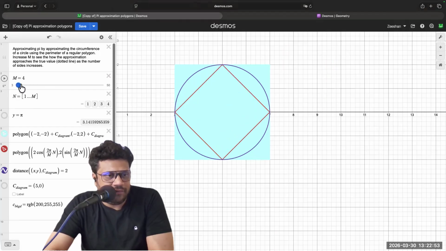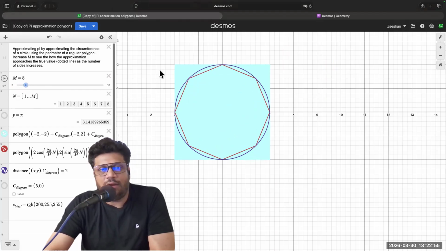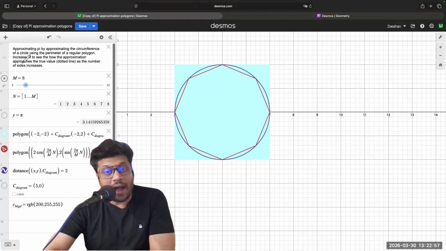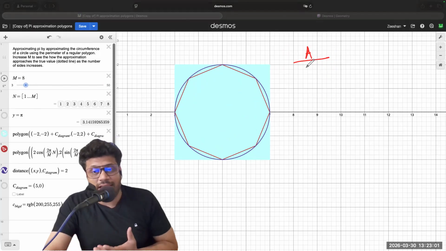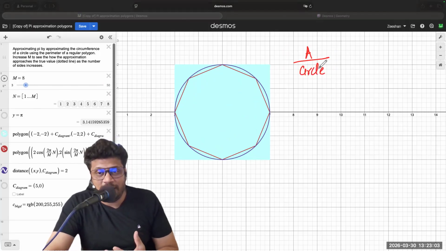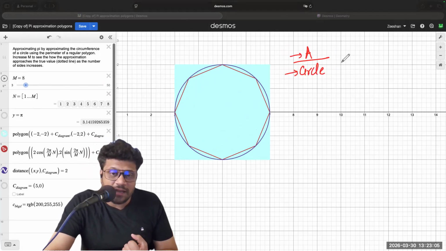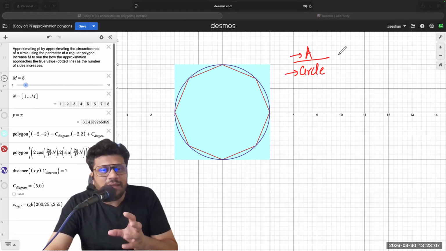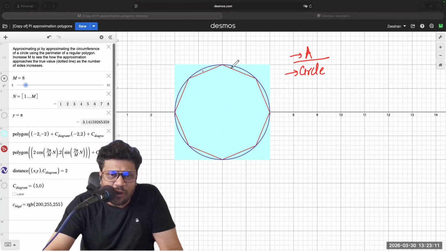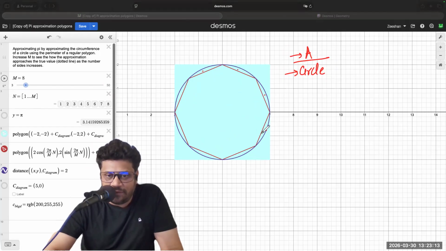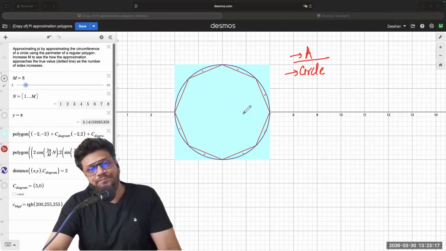So I have, let's say, an octagon here. Now I can see that the area of the octagon divided by the area of the circle will be close to 1, because I've got only small spaces left out of that octagon.